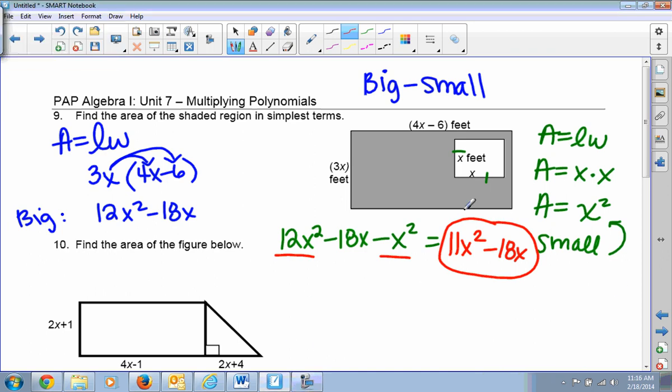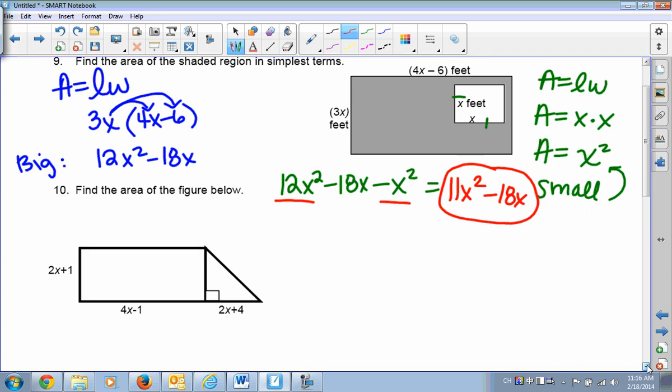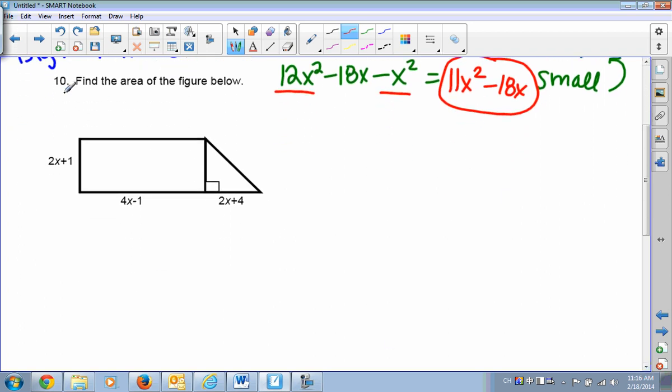Okay, and I believe we are on our last problem, right? Yeah. Find the area of the following figure. This is a composite figure. Why is it a composite figure? Do y'all remember? Two shapes put together to make one shape. So we have this shape here, which is a rectangle, and this shape here, which is a triangle.